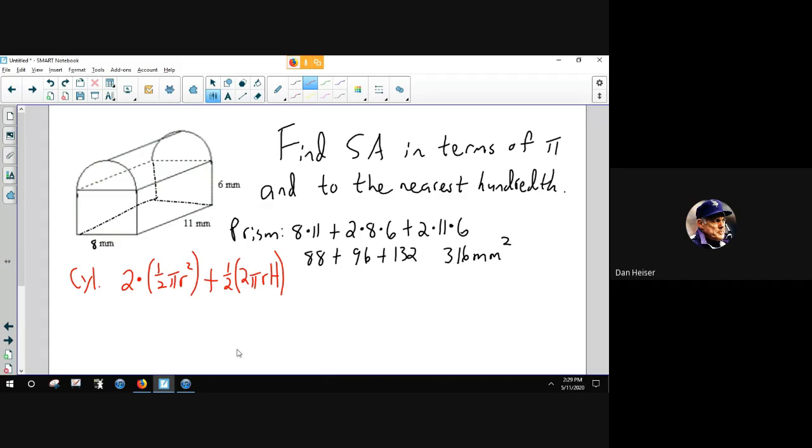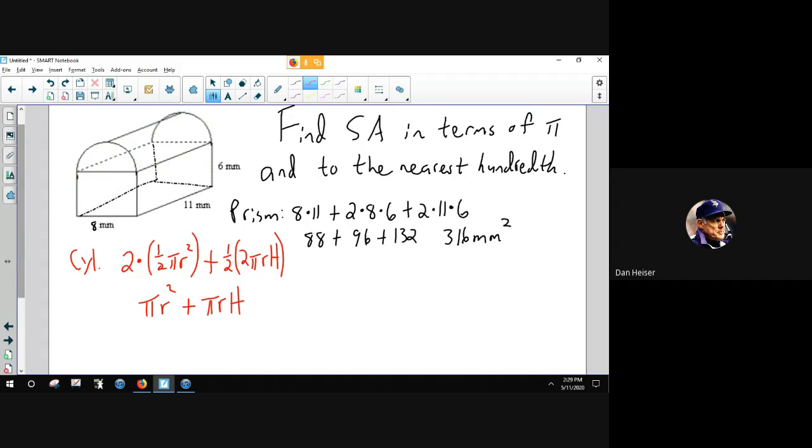Now we can plug in some things. Well, actually, we can simplify a little bit first. 2 times half pi r squared is just pi r squared. Half 2 pi r h is just pi r h. Now we can plug in some things. If this distance is 8, that's the diameter, radius is 4. The radius is 4. We'll get 16 pi.